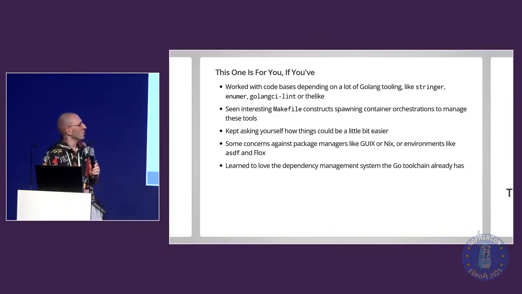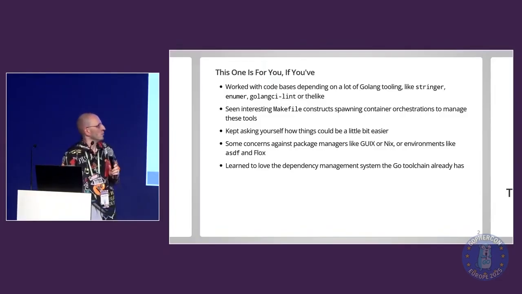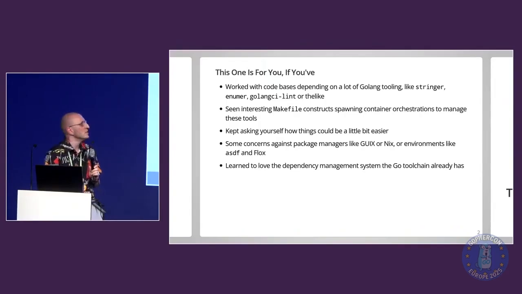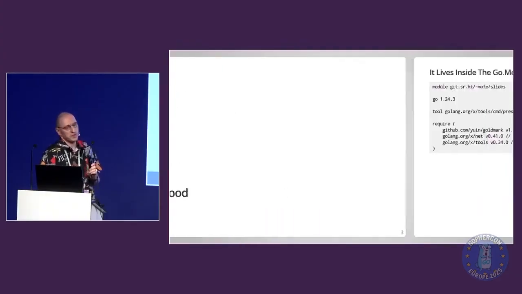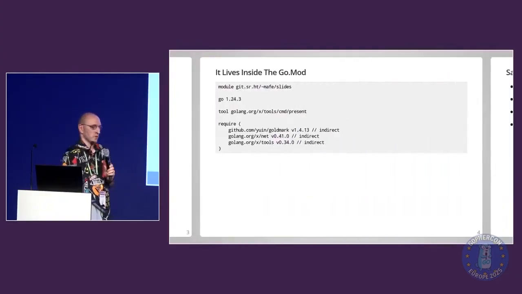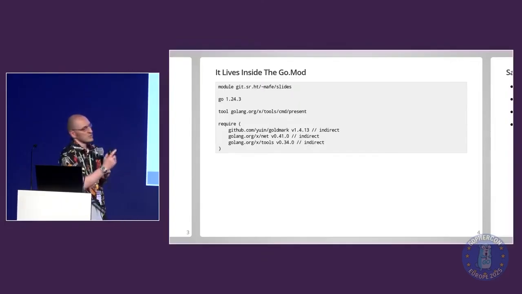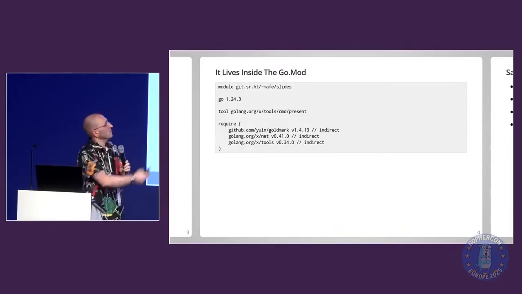And because I'm already biased with the brilliant dependency management system that the Go toolchain provides, there's, at least for me, very good news, because you can have, starting with Go 1.24, the tool dependencies right inside your go.mod file. This is actually the go.mod for the slides. So it's using the present tool, and the module dependencies of the tool are also in the go.mod file.